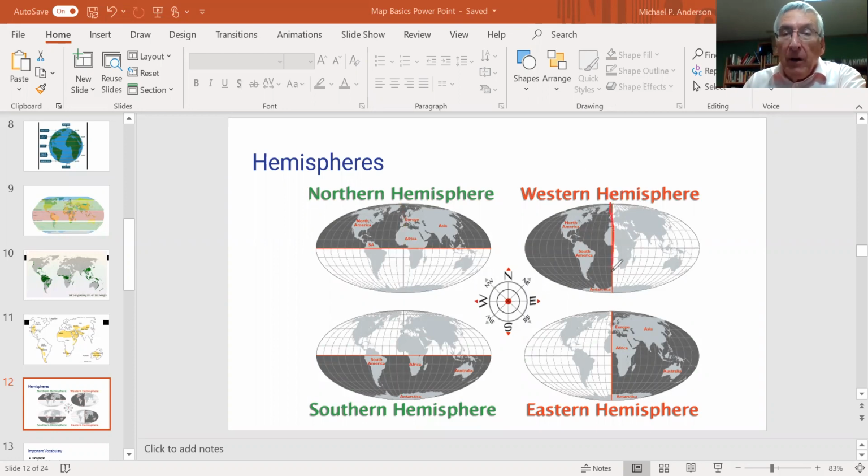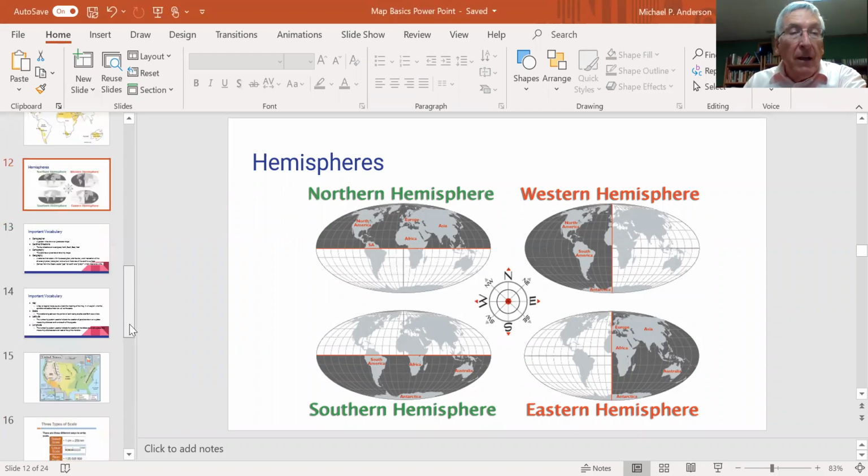So prime meridian right there. This is the Western Hemisphere. So this must be the Eastern Hemisphere, you bet. And the equator comes across here, divides the world into the Northern Hemisphere and the Southern Hemisphere. Okay? So remember those terms. We'll see those again from time to time as we go through the course. Okay, so the hemispheres. Let us press on to the next slide.